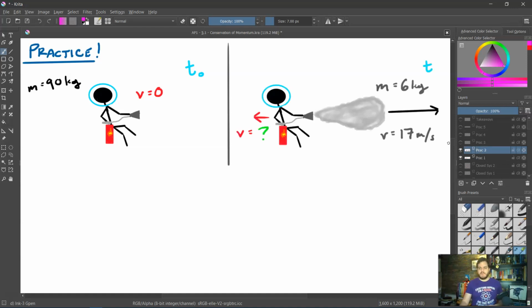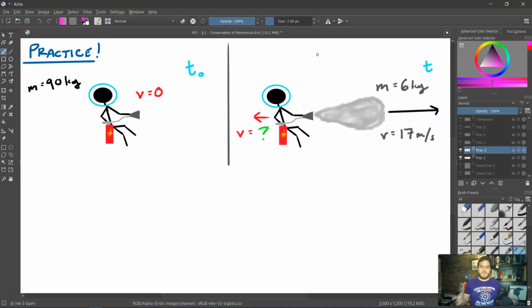And afterward, they spray the fire extinguisher. They pull at the trigger on it and cause it to shoot out some compressed gas. And in fact, it shoots out 6 kilograms of compressed gas at a speed of 17 meters per second. And the question is, how fast does the astronaut and the fire extinguisher move in response to this? Like, how fast are they moving backward? We know for a fact that's going to occur.